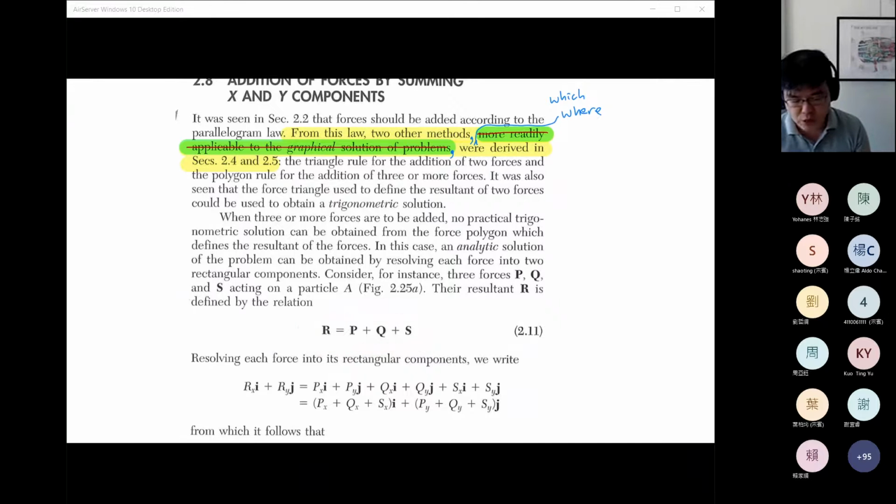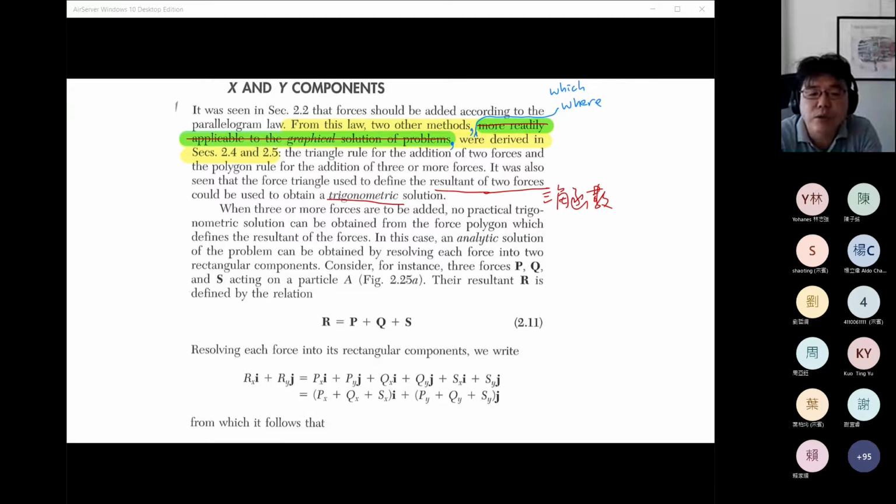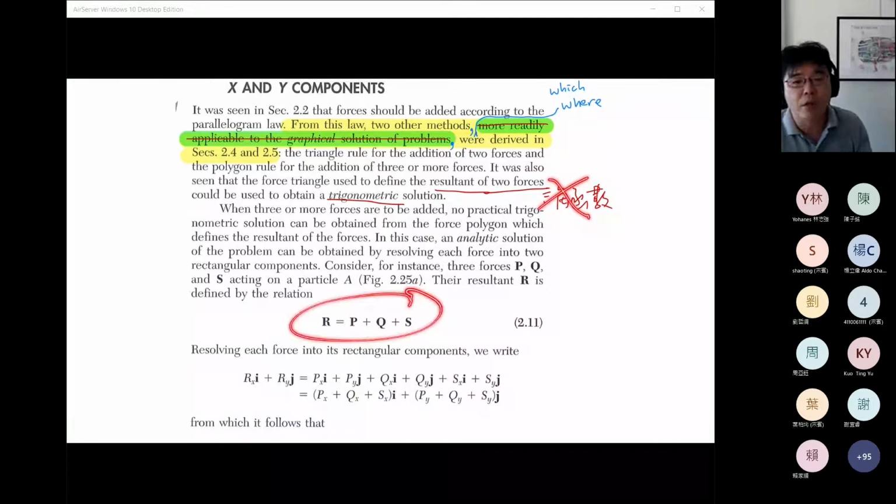If we add two forces together, we can use trigonometry to add the two forces together to get the resultant. But if we want to determine the resultant of three or more forces like this one, we cannot use this one anymore.